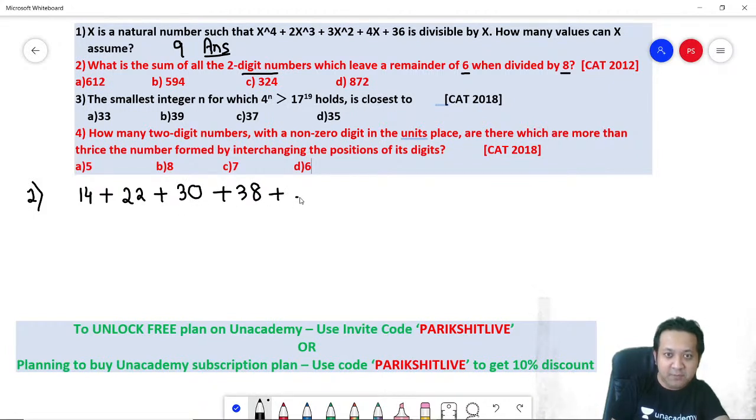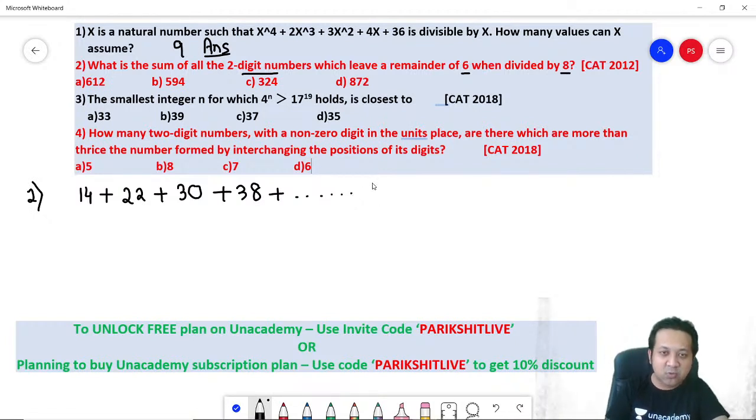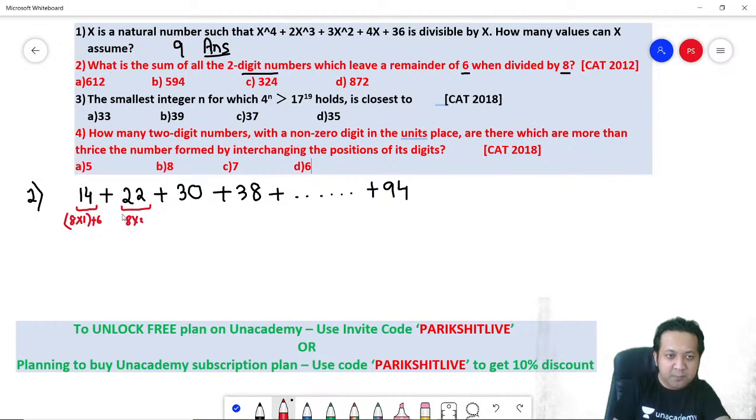Dot. What will be the last term? 8 into 11, 88. You need a remainder of 6. So 88 plus 6 will get you 94. If you are able to visualize, it's very easy. How will you visualize? The first term is 8 into 1 plus 6. What's the second term? 8 into 2 plus 6. Are you getting it? Likewise, what is the last term? 8 into 11 plus 6.